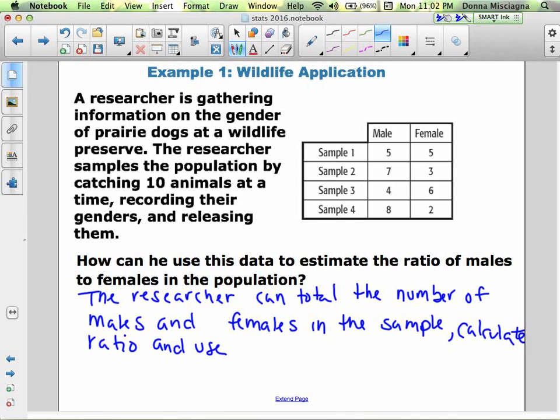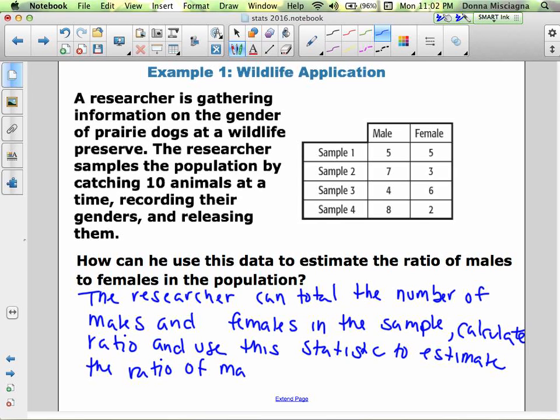And use this statistic to estimate the ratio of males to females in the population. And so that's the uses of statistics.